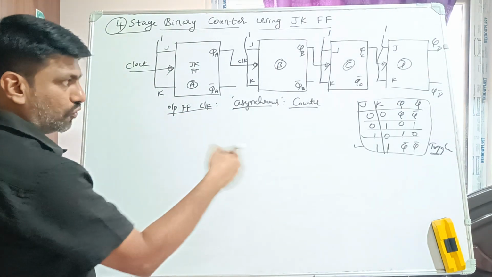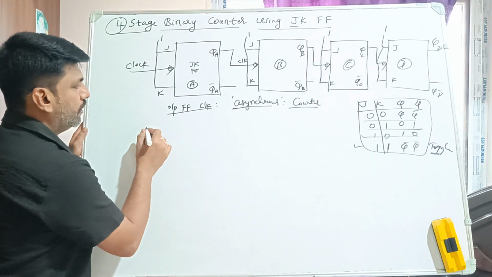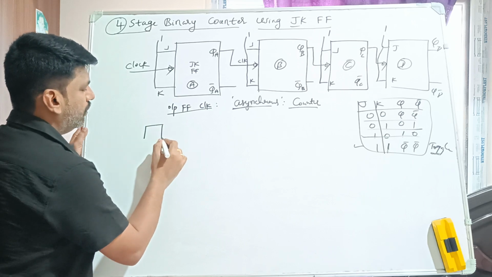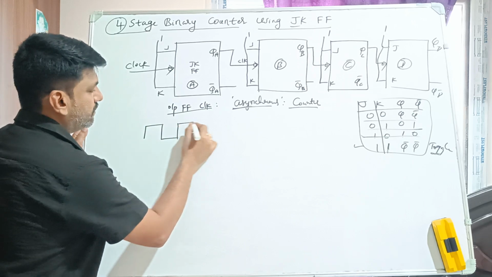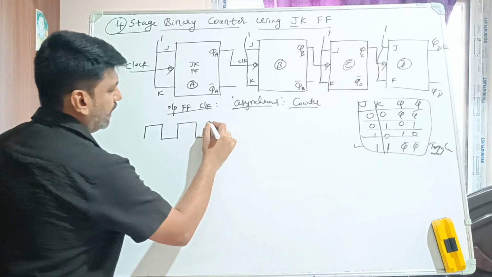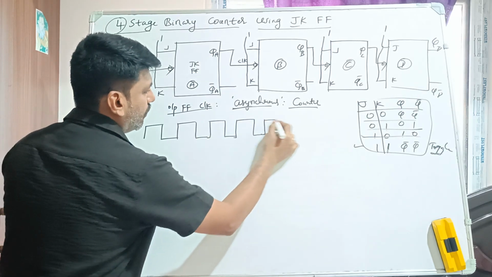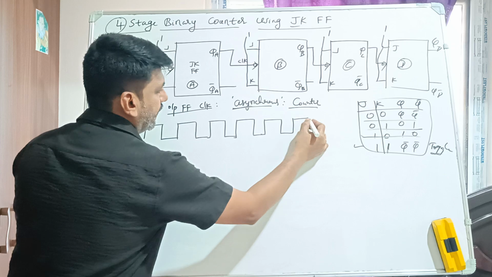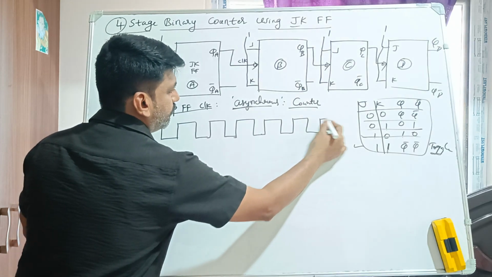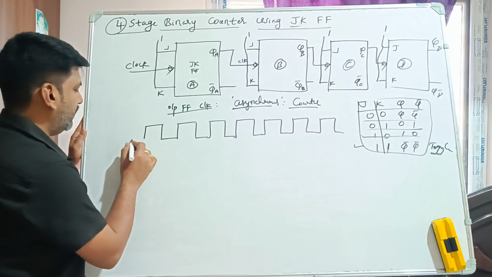So now it has to count. How to count, that we will see now. For that we will take the help of the clock. So I will consider this as a clock, and I have considered a negative edge clock. So carefully observe this clock, how it is going to behave, right? Since it is a fourth stage, so I should get how many?